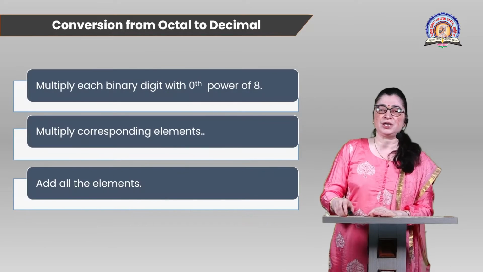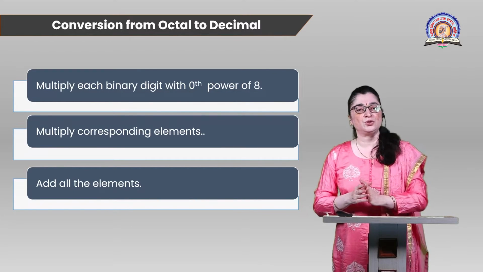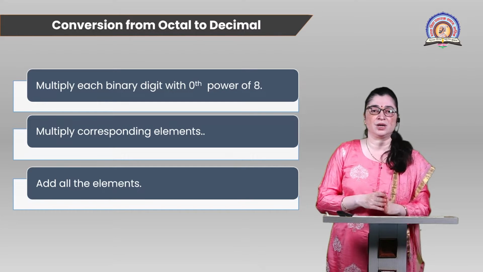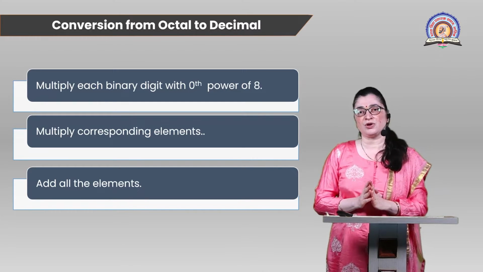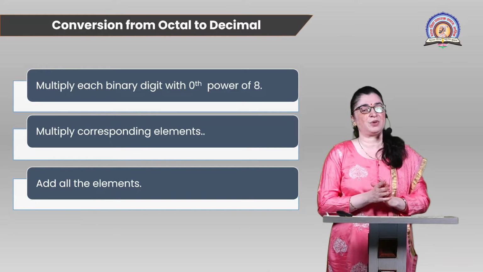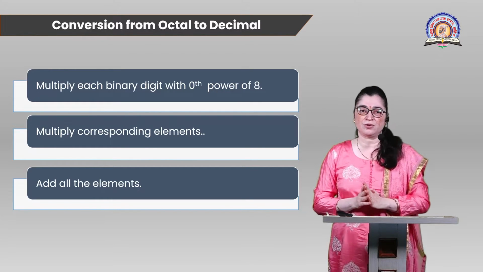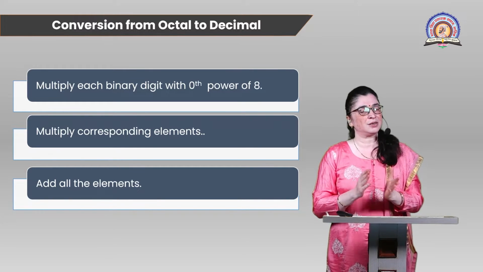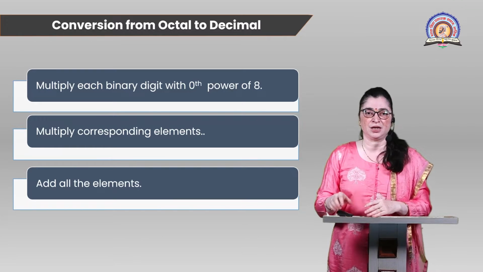Similarly, for converting an octal number into a decimal number, we again multiply the digits starting with the 0th power of 8, because it is an octal number. So we have to multiply with the 0th power of 8. Again here, multiply the corresponding elements and take the addition of all the elements.